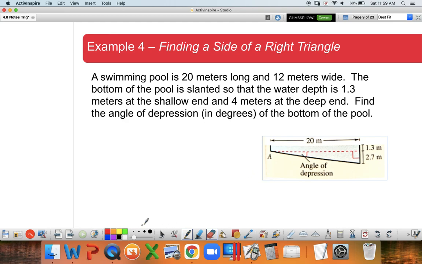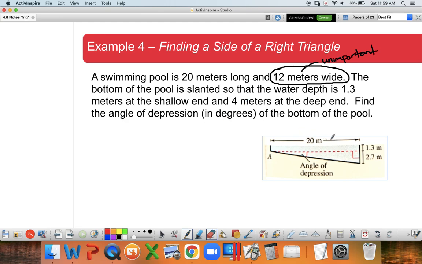All right, so this is an interesting setup. First of all, this 12 meters wide, this is not important information. This is unimportant to our problem here. They're kind of telling you, maybe if we needed to calculate the amount of the volume of water that fits in the pool, we would need that information.